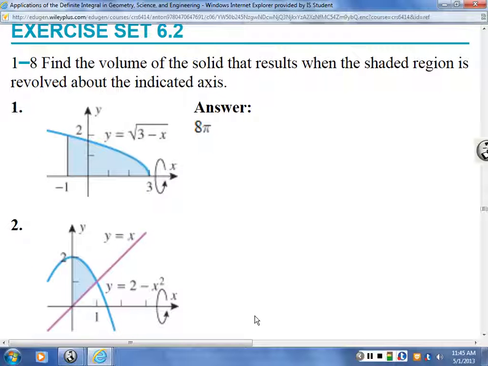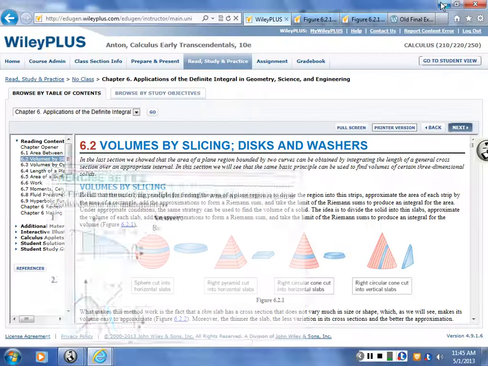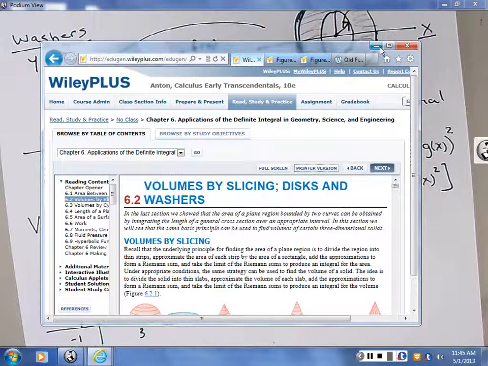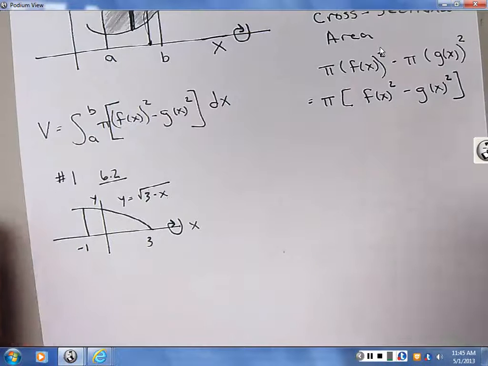So let's look at this. This would be y equals the cube root of 3 minus x, and I want to find that from minus 1 to 3. That's being rotated about the x-axis. So we hope to get 8 pi, and we can see the answer right there.